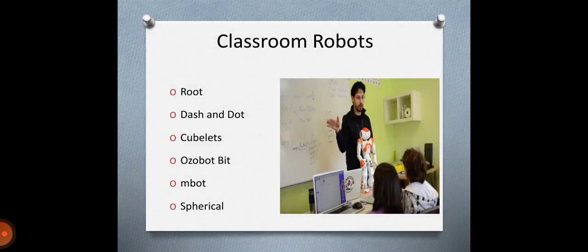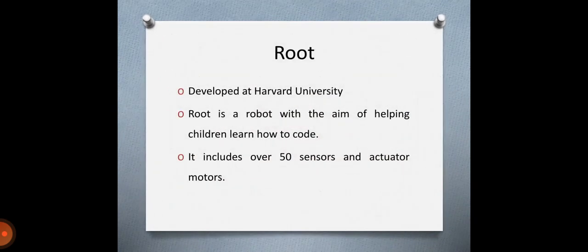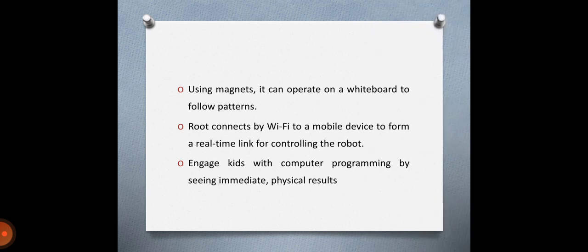Here we discuss some robots which are effectively used in the classroom. They are Root, Dash and Dot, Cubelets, also Bot Bit, mBot, and spherical robots. Root was developed at Harvard University. It's a robot whose main aim is helping children learn how to code. It includes 50 sensors and actuator motors. By using magnets, it can easily operate on the whiteboard to follow patterns.